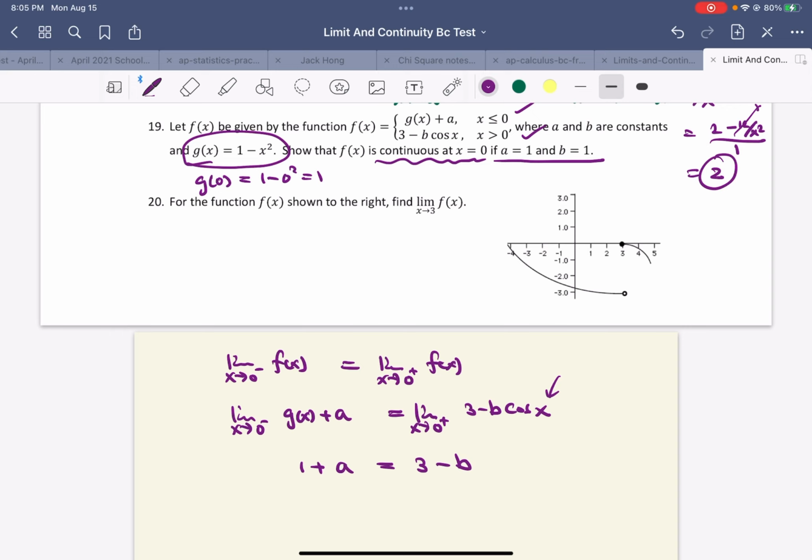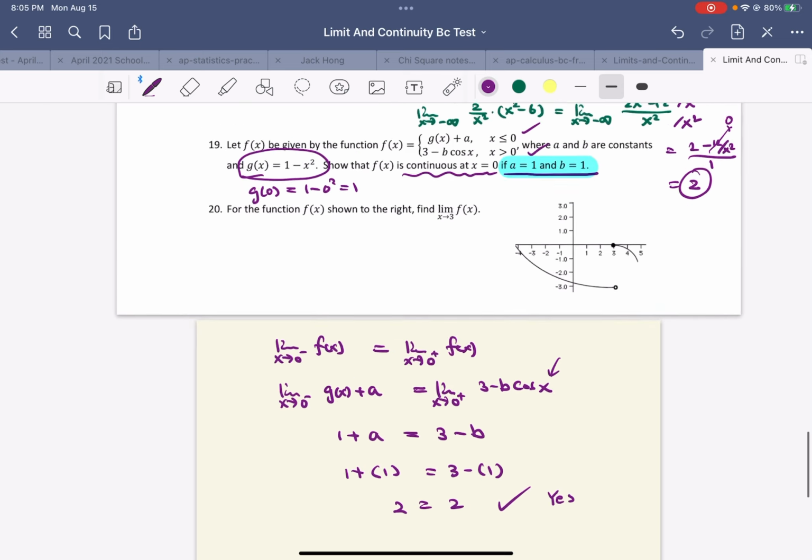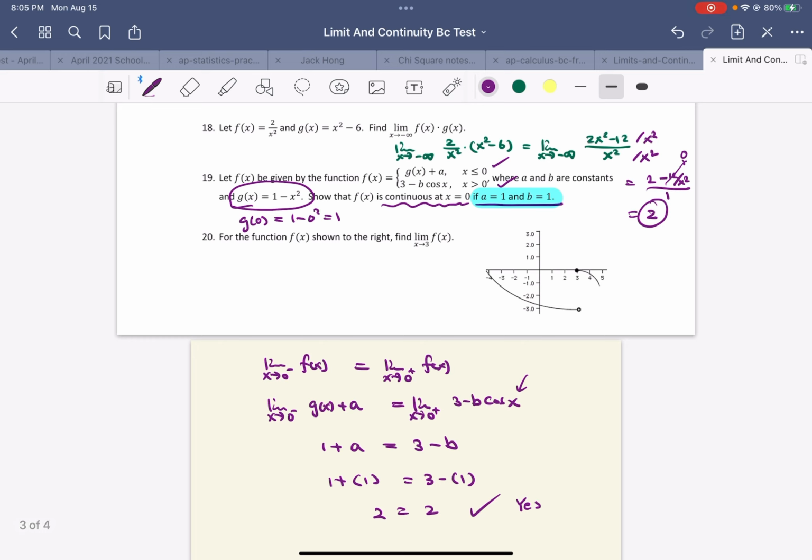Now, they gave you a is 1 and b is 1, does it satisfy? So let's plug it in. 1 plus 1 equals 3 minus 1. So 2 equals 2, right? Yes, it works. So that means if a equals 1 and b equals 1, f of x will be continuous because the left-hand side limit and right-hand side limit will be equal. So the answer is yes. Correct.